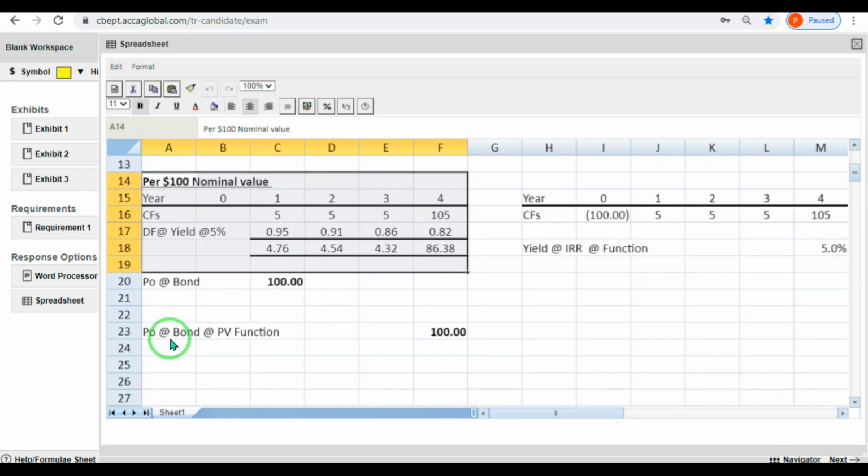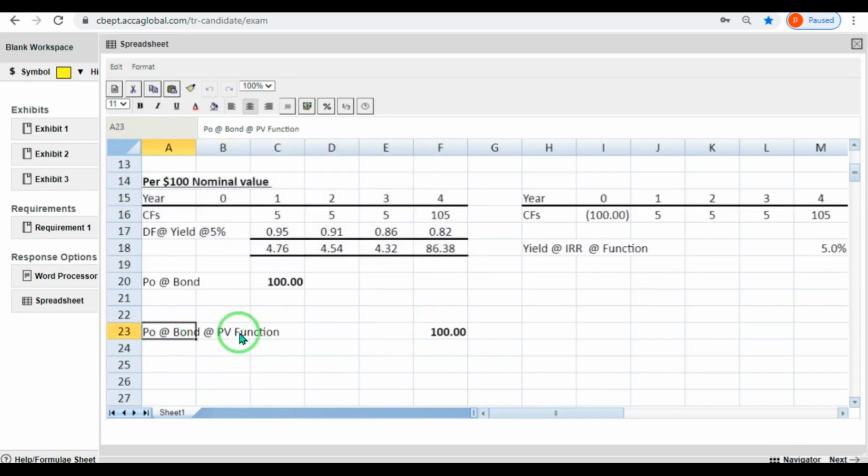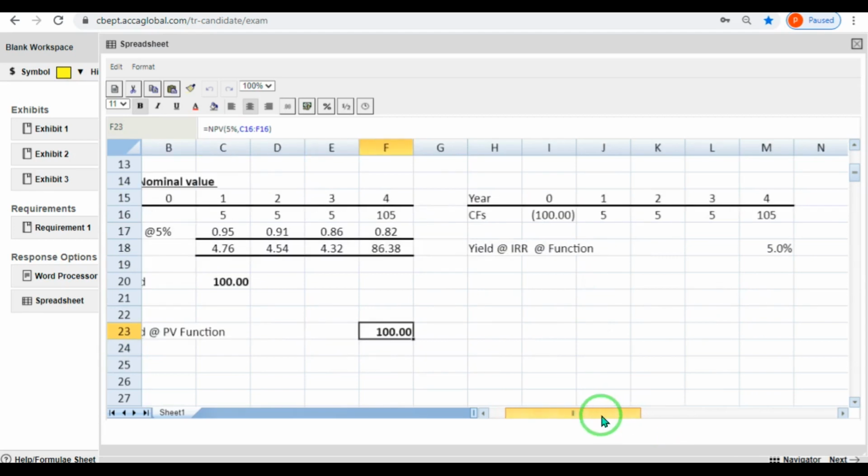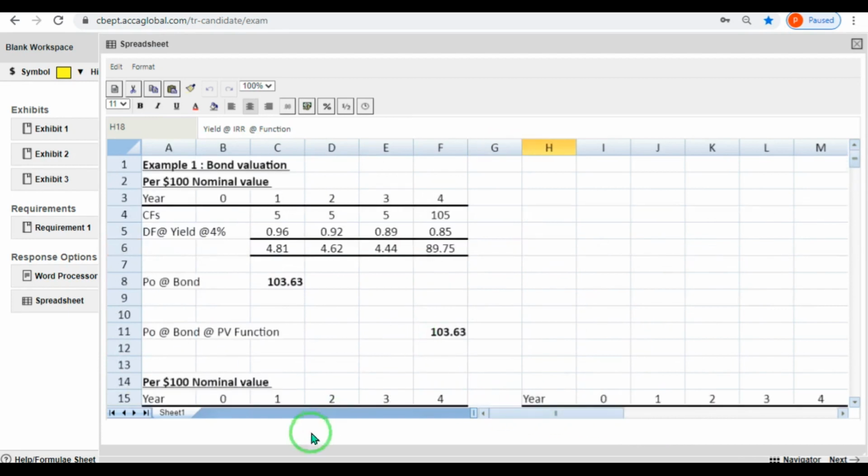You can put in bond valuation, put in the word function, just to let the marking team know that you are actually using the function, because sometimes they might miss out on how you got that figure. Okay, so this is what you got here. So this is going to be the yield, the IRR figure. And there you go. That's it for example 1.